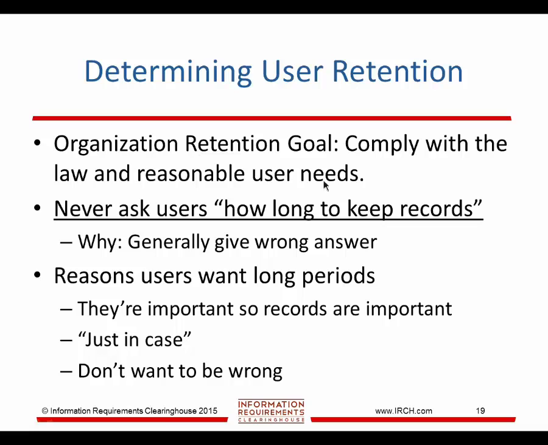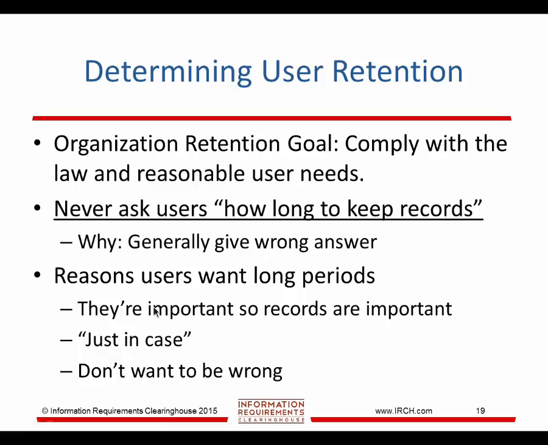Remember our goal, reasonable user needs. We want to make sure users have records to do their job, but we will scrutinize their reasons because they always give us the wrong answer if we ask them. So why would they give you the wrong answer? Long periods? Because they're important, so their records are important. You know, who is the most important person in your organization with the least important records? And that's the CEO. The CEO activities does not involve creating anything. Managers create everything.